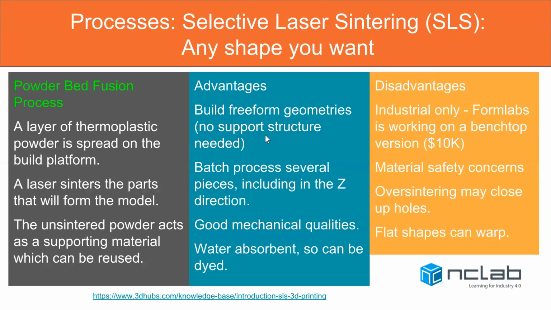You can build any shape because you don't need these extra support structures. Your unsintered materials act as a support structure. And it has good mechanical properties because it's very evenly printed and there's no stresses on it as you're printing. And finally, the surface is a little rough and water absorbent, and that can be dyed. So you can take your whole batch, dump it in a dye bath, and color the objects.